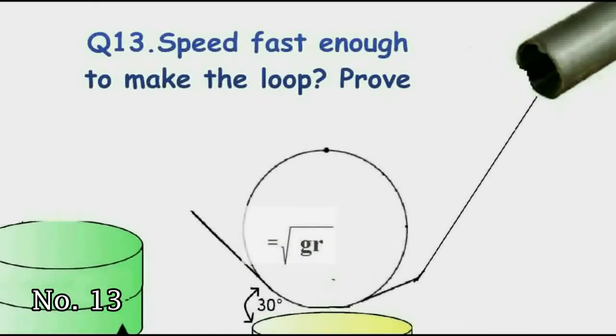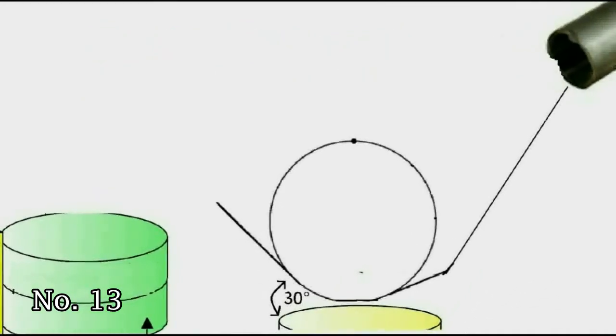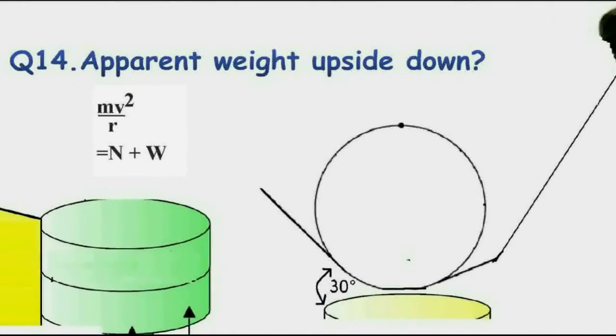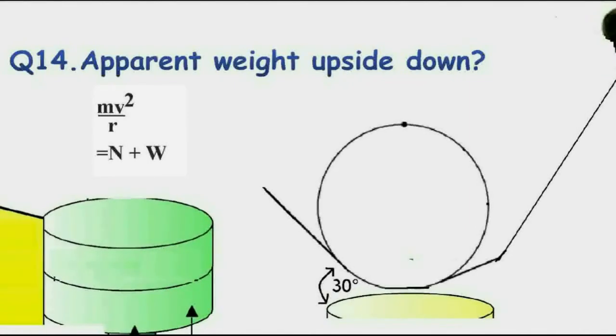Just get your cheat sheet out and write the formula √gr. That will solve that question. Right, the next question, what is the apparent weight of the ball upside down at the top of the loop?